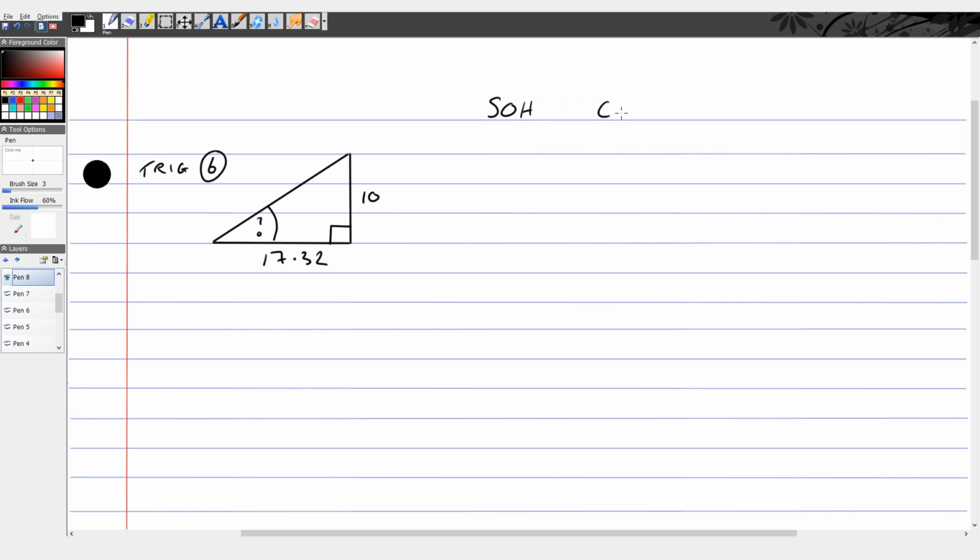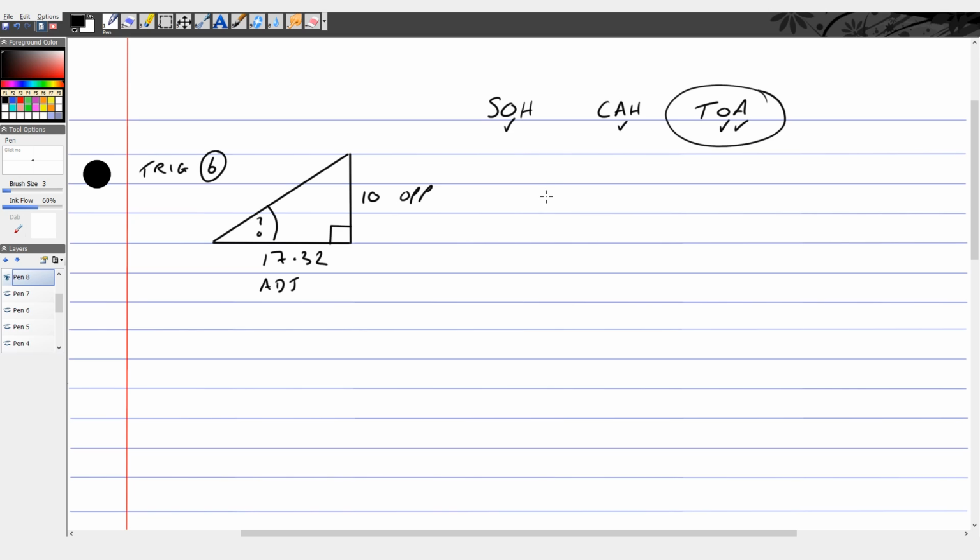So sine is opposite over hypotenuse, cosine is adjacent over hypotenuse, and tan is opposite over adjacent. 10 is opposite the question mark, so 10 is the opposite. 17.32 is next to or adjacent to the question mark, so this is the adjacent length. So we know the opposite, so tick opposite. We know the adjacent, so tick adjacent. And the only trig function with both the opposite and the adjacent is the tan function.